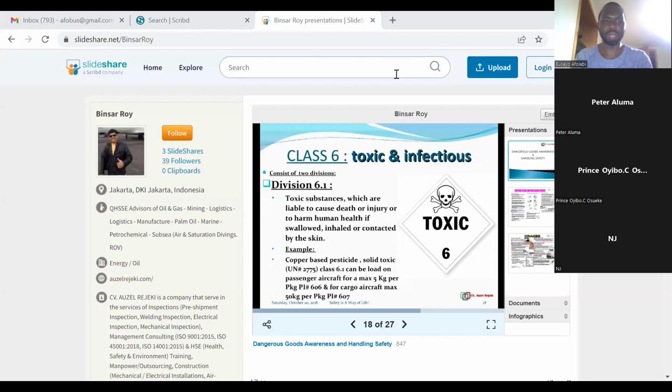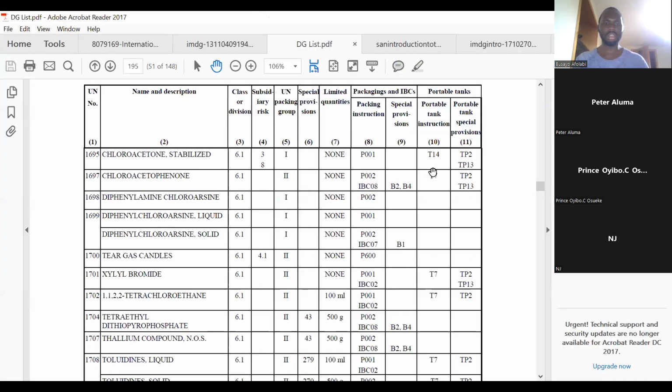So yeah, we'll be going back to the DG list, and we've discussed packing group 2. When you see such, you go back again to your volume 1, and under your volume 1, you go down to chapter 5. You can see, guys, at the top of it, because some people will wonder how to find where this is in the IMDG code.